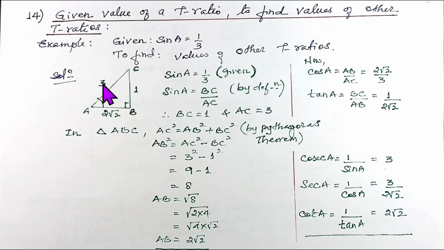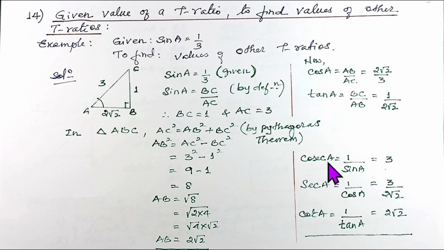Now in triangle ABC, by applying Pythagoras theorem, we can find AB. That means AB square is equal to AC square minus BC square, that is 9 minus 1, and that is 8. Therefore AB is equal to root 8 or 2 root 2. So we have found out AB. Now once we know BC, AC and AB, very easily we can write all the values of trigonometric ratios by their definition. Sin A we already know is 1 by 3. Now cos A is 2 root 2 by 3. Tan A will be 1 upon 2 root 2 because BC upon AB is tan A.